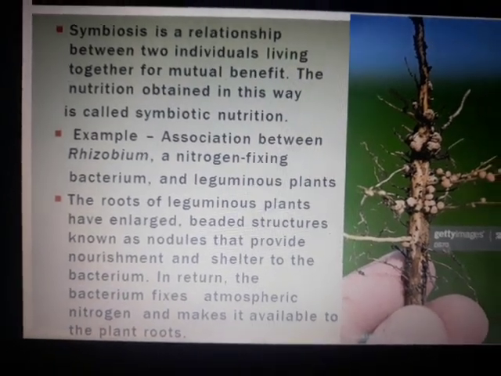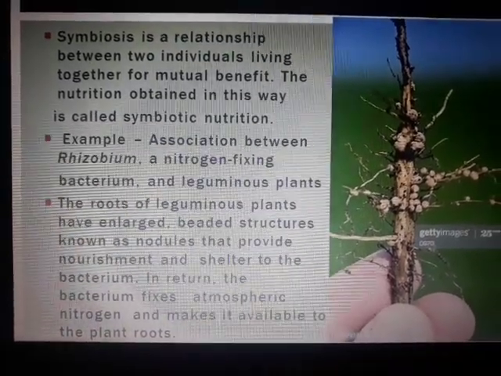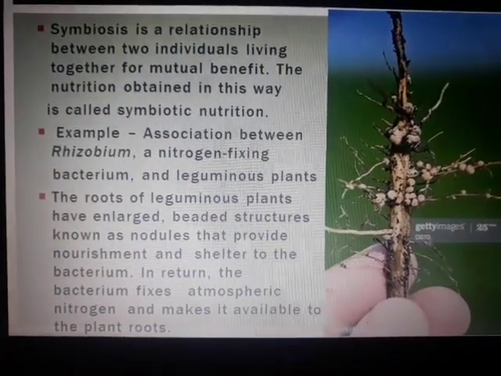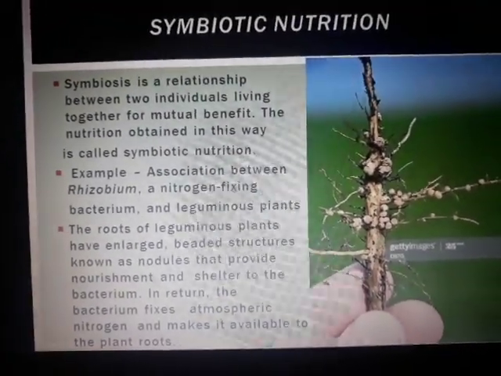Okay, so this is how they have a give and take relationship. The bacterium is fixing the nitrogen, and in place it is getting a place to live. So this is the kind of symbiotic relationship.